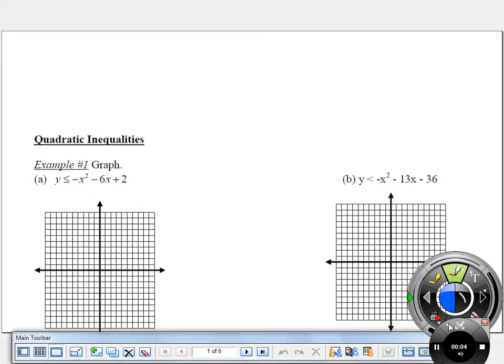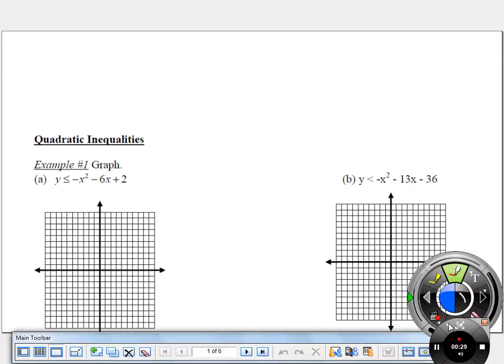The focus of this lesson is going to be quadratic inequalities. So we're still going to be looking at quadratics, but rather than being equations with an equal sign in between them, we're going to be looking at inequalities. So the comparison there might not say that it's equal to 0 or equal to a number. It might say it's less than or greater than or less than or equal to or greater than or equal to.